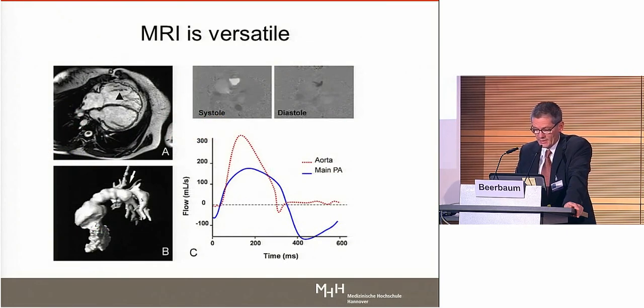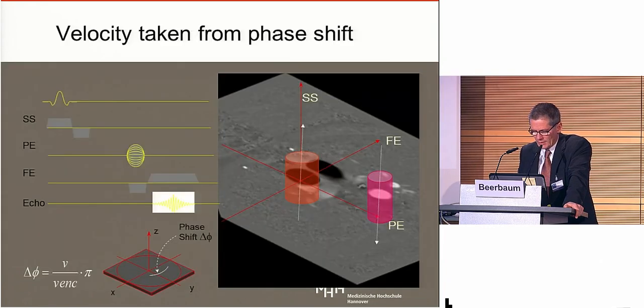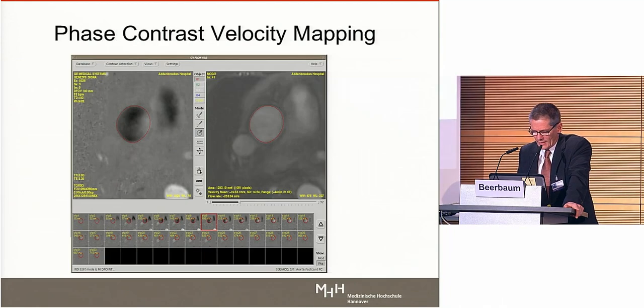It is versatile. We can get the pulmonary regurgitation, as you can see here. We get the function and the anatomy of the ventricles. We can cast 3D models of the pulmonary artery to plan our interventional or surgical procedure. But analyzing the lung perfusion, the technique we mostly employ is actually 2D flow imaging, as you can see here. So that's flow alongside a gradient that gives you a phase shift from which you take the flow pictures. And that's the result you're getting.